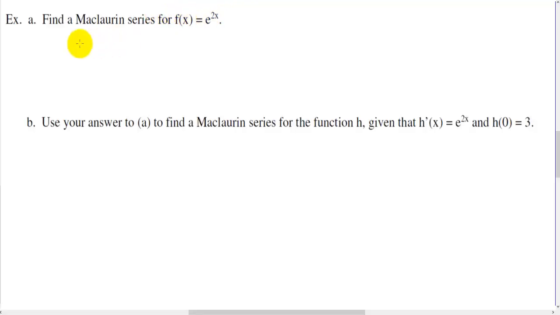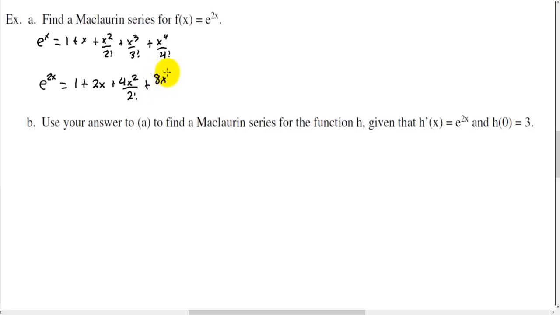Find a Maclaurin series for f of x equals e to the 2x. Well, e to the x is equal to 1 plus x plus x squared over 2 factorial plus x to the third over 3 factorial, maybe one more, plus x to the fourth over 4 factorial. And e to the 2x is a replacement. We are replacing x with 2x. We have 1 plus 2x plus 4x squared over 2 factorial plus 8x to the third over 3 factorial, and then plus 16x to the fourth over 4 factorial. And let's sum this up. So we have n equals 0 to infinity of 2 to the n, and then x to the n, and that's going to be over n factorial.